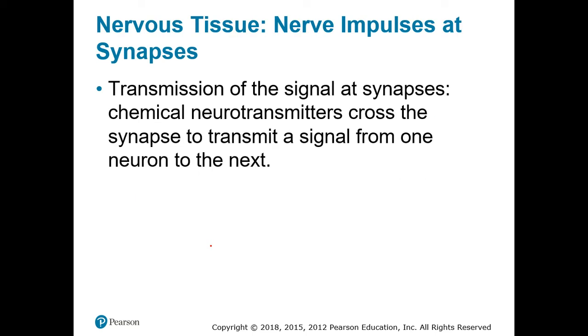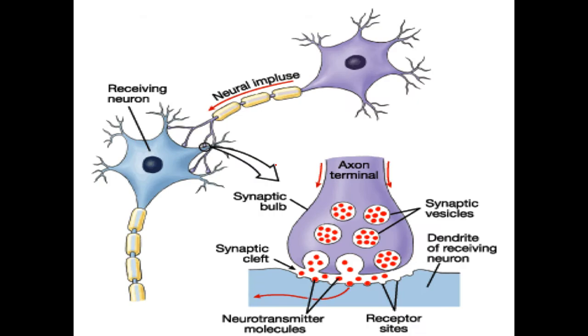So transmission of a signal at a synapse, what happens are chemical neurotransmitters cross a synapse or that gap to transmit a signal from, remember, one neuron to the next. So let's go back over a couple anatomy. Here I have two neurons. I have a neuron here and I have a neuron over here.